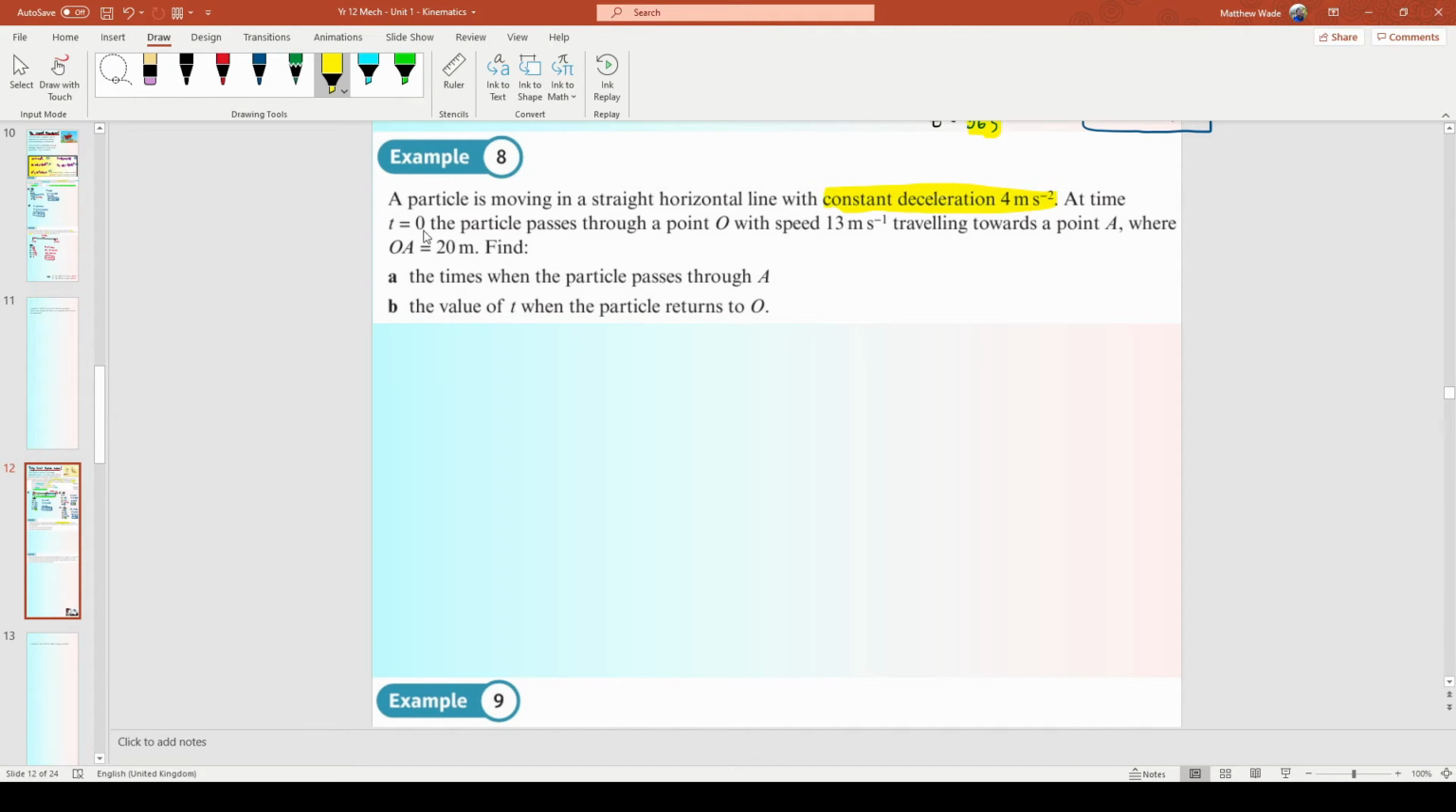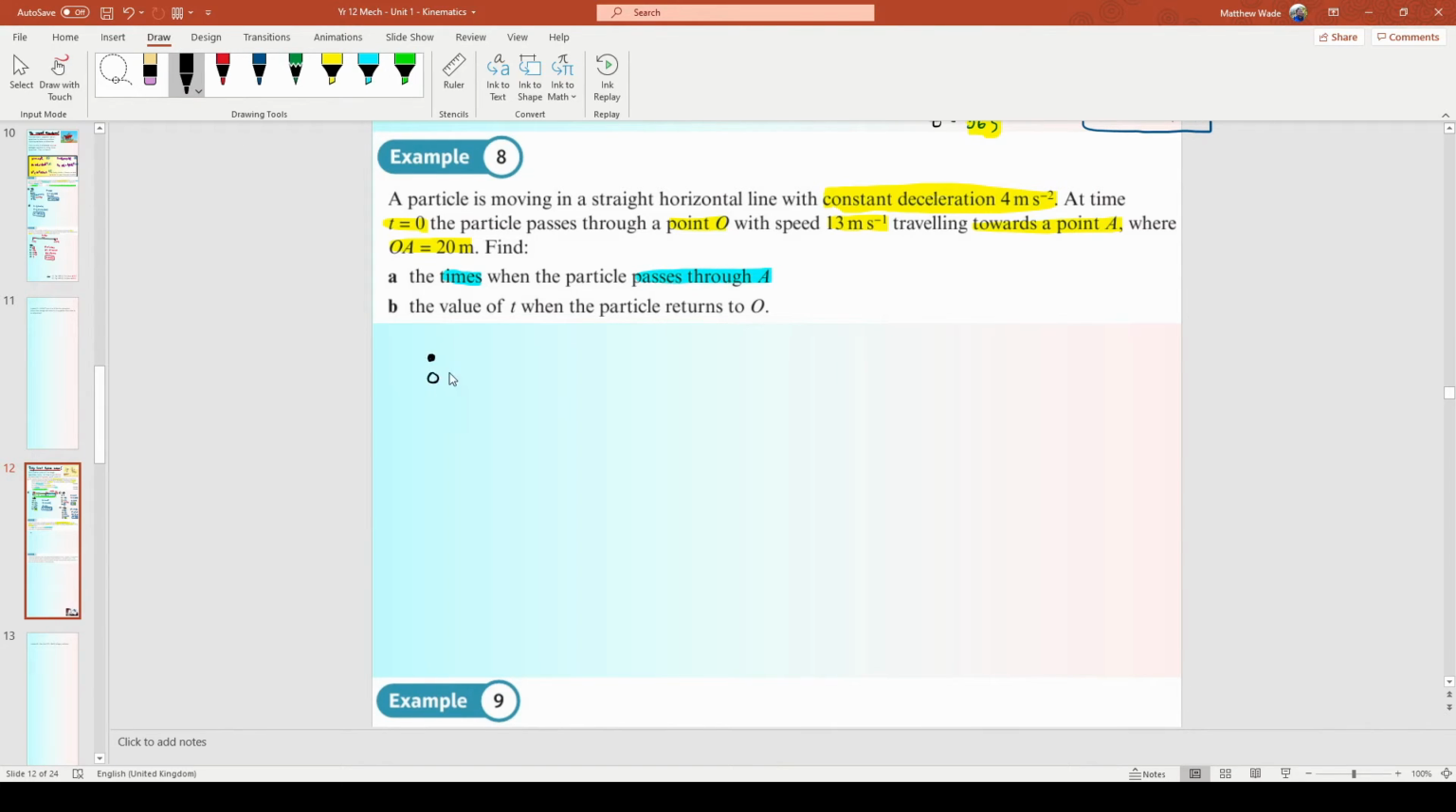At time 0, the particle goes through O. So at 0, it goes through O, and it's got speed 13 there. It's traveling toward A, where OA is 20. And now it wants you to figure out the times, this is plural, that's interesting, that the thing passes through A. Okay, let's do it. So here we go.